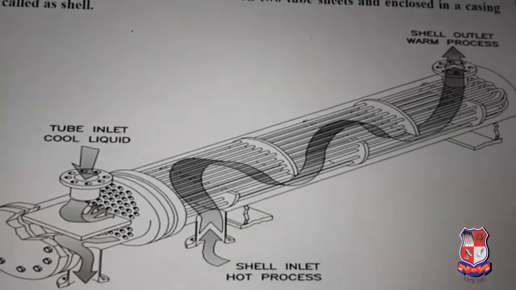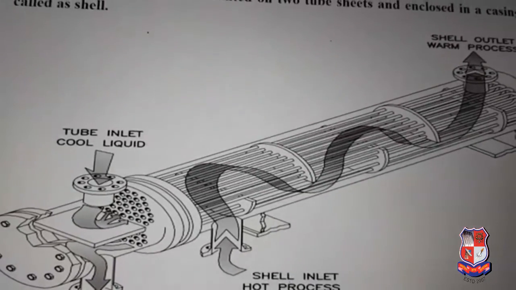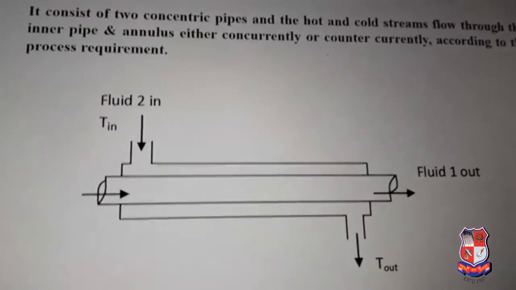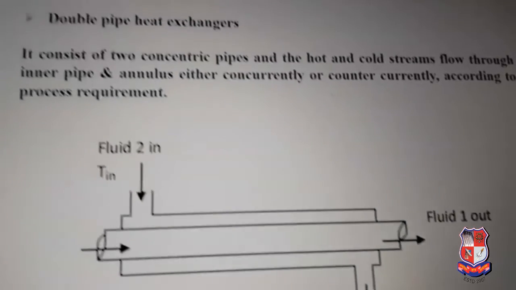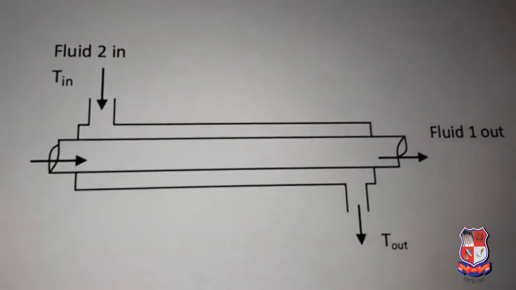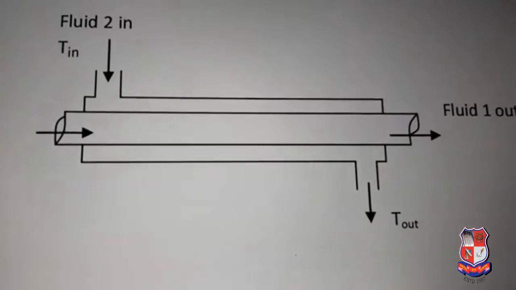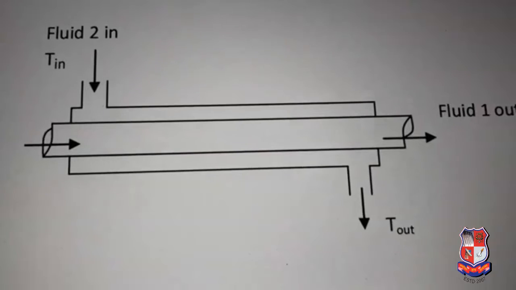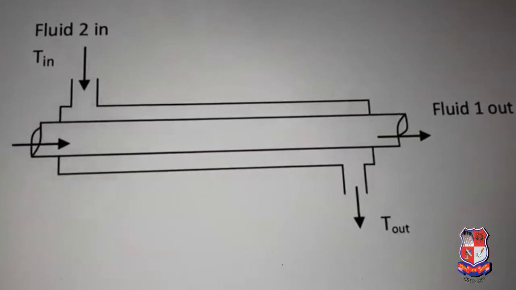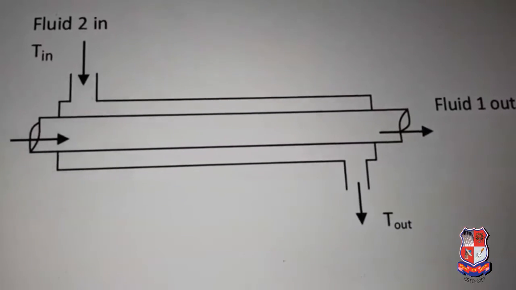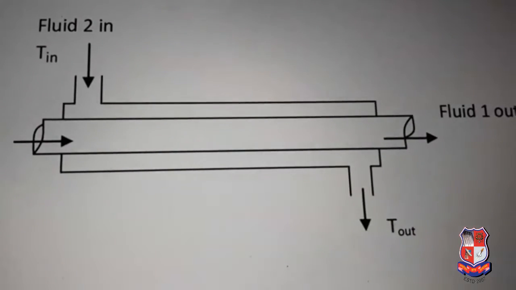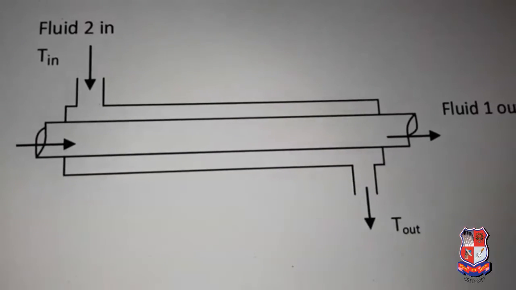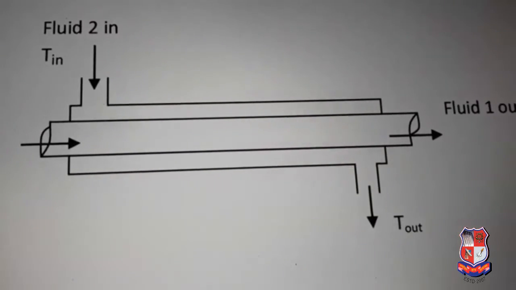The simplest type of heat exchanger is the double pipe heat exchanger. It simply consists of two concentric pipes. One pipe contains the hot fluid and the second pipe contains the cold fluid. So we have an inner pipe and an annulus, and the fluids flow either concurrently or countercurrently, according to the process requirement.